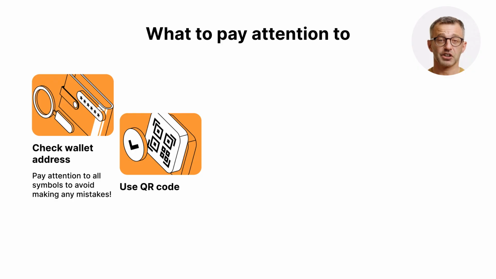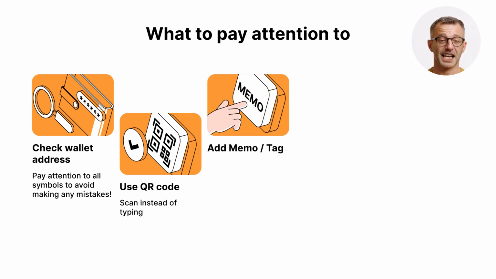Next, use the QR code whenever you can. It really helps avoid errors. If you're receiving funds, just show your QR code. And if you're sending, you can simply scan the other person's code. The address gets filled in automatically. Now, about the memo or tag. Some coins, like XRP, need this extra parameter. If it's required and you don't add it, the transfer might reach the exchange, but it won't be credited to the recipient. So always check whether a memo or tag is needed before sending.